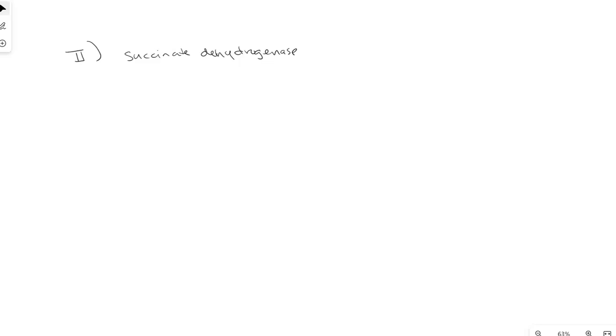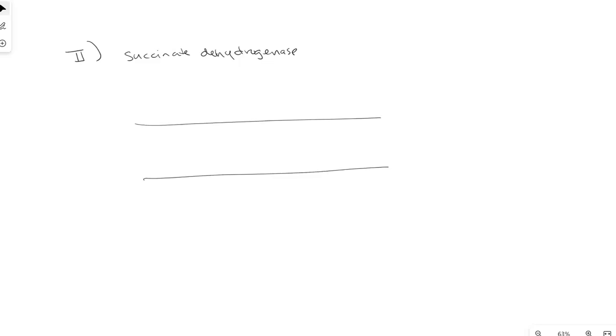And what does it do? It converts succinate to fumarate. And as part of that transaction, makes an equivalent of FADH2. So, what does that look like in terms of motion of electrons and generation of ubiquinone? Well, same type of deal.